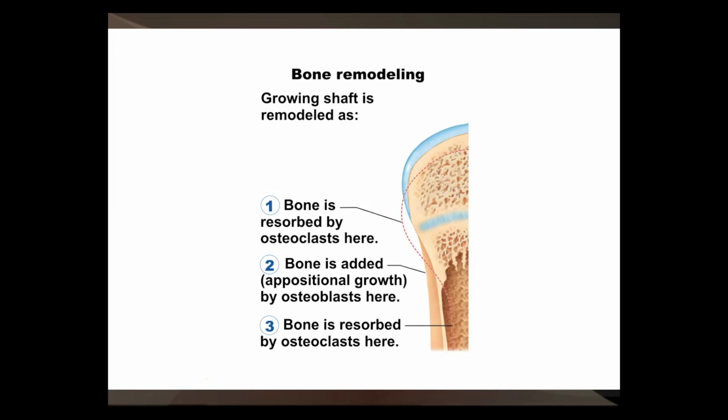Osteoclasts are the cells that grow bone. Osteoblasts are the ones that break down bone. So if you have more osteoblasts being active than osteoclasts, you lose bone. And vice versa. When you're growing bone, you have more osteoclasts active and less osteoblasts. Osteoblasts make bone, osteoclasts destroy bone. So you have more osteoblasts when you grow a bone and less osteoclasts when you're growing a bone.